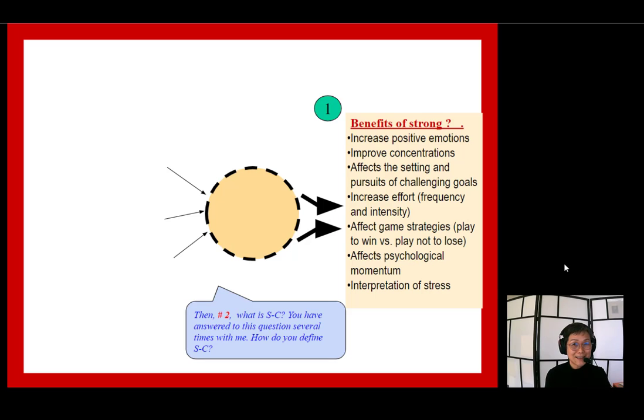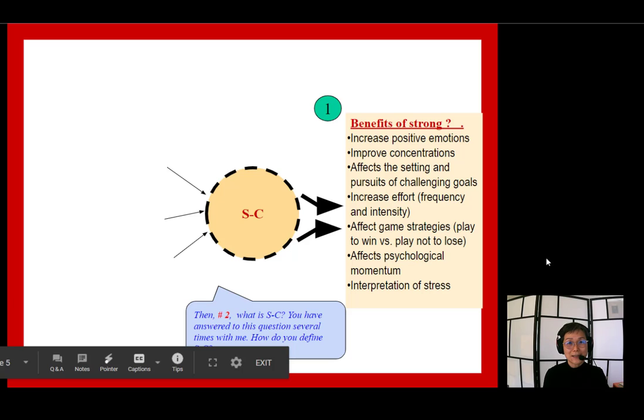Here we go, a facilitating factor. What is this? You all know this, right? This is the topic of self-confidence today. Yes, it's self-confidence. So now, number 1, that's great: if you have an optimal level of self-confidence, you will have really positive outcomes like this.